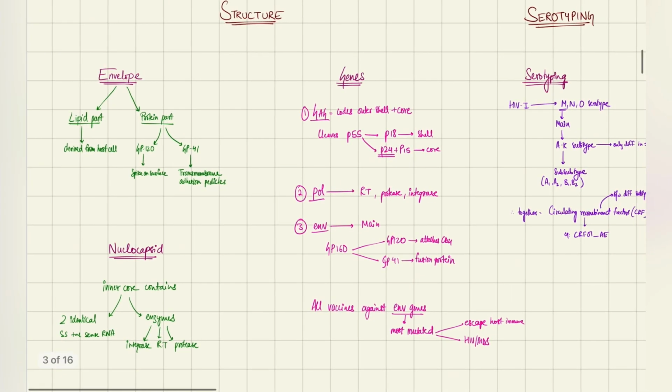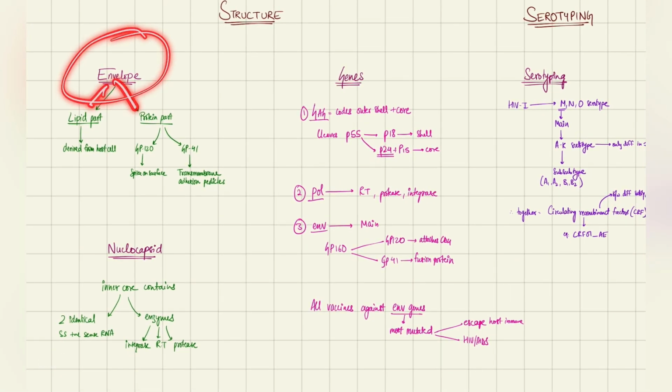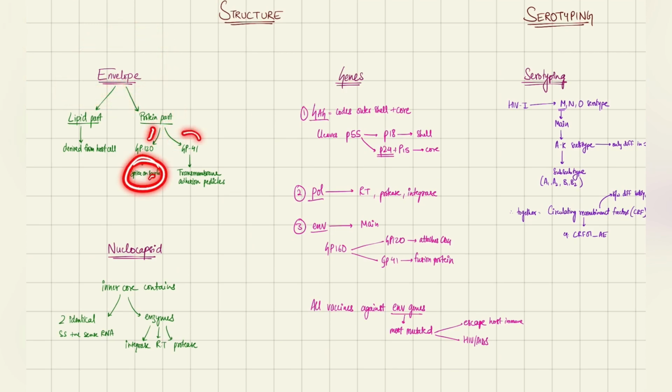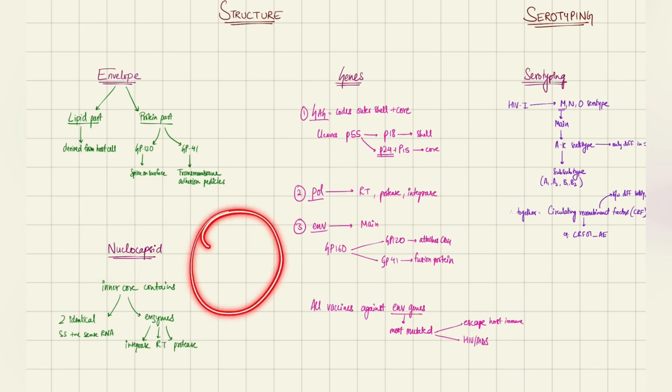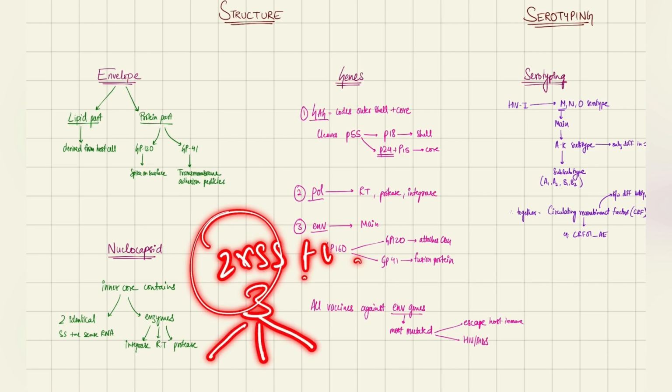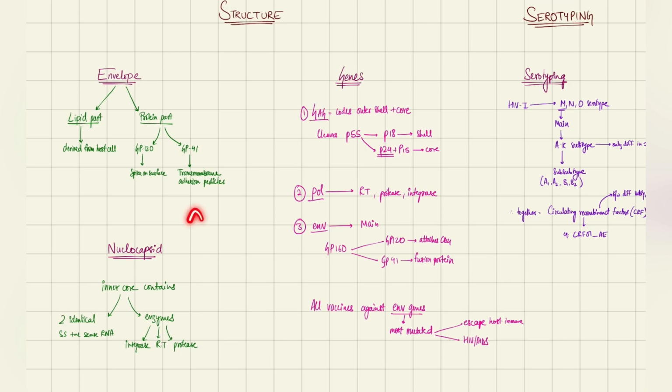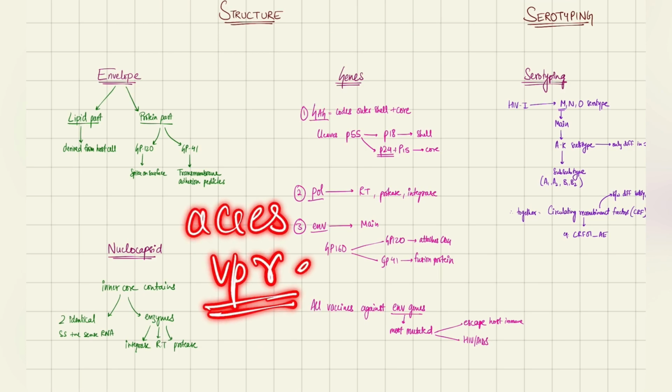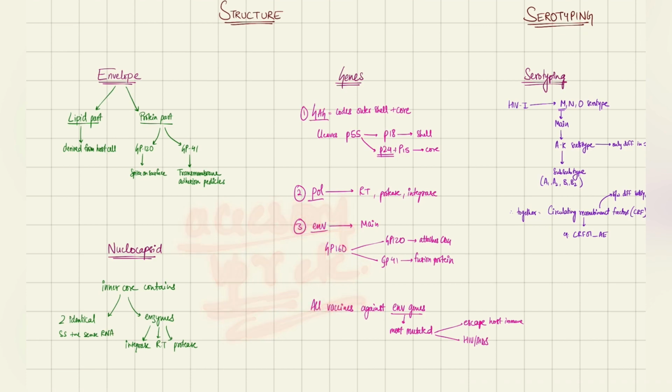So basically what did we learn in structure? There is an envelope made up of a lipid and protein part. The protein part is made up of GP120 and GP41. GP120 is the spike, while GP41 is the transmembrane protein. The nucleocapsid is the inner core, which consists of two single-stranded positive sense RNA and three enzymes: integrase, reverse transcriptase, and protease. There are also other accessory proteins like VPR, which I will mention later. But remember, there are other accessory proteins as well.